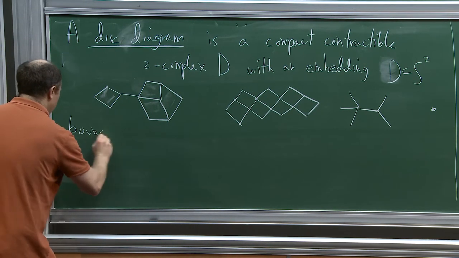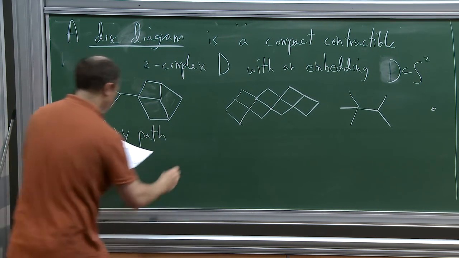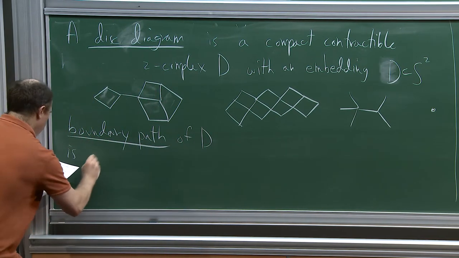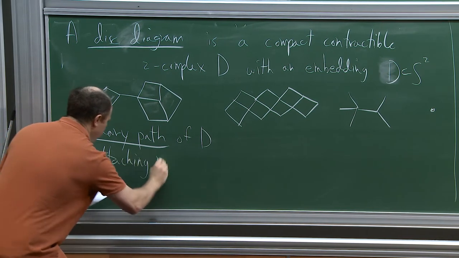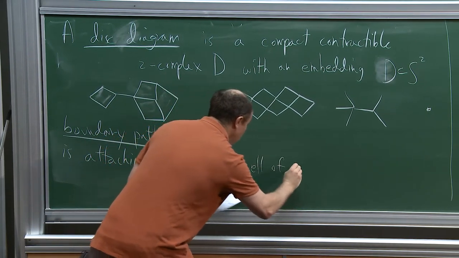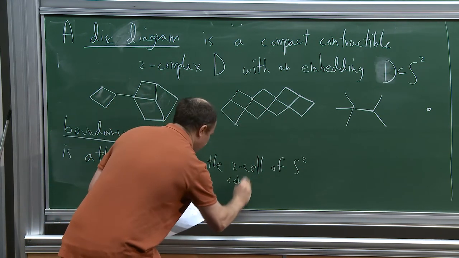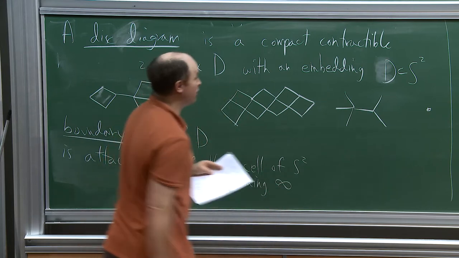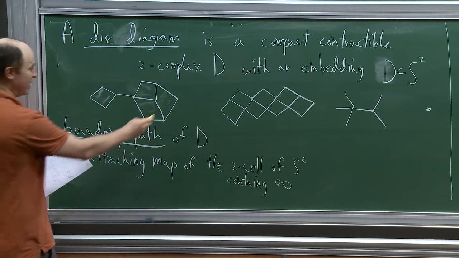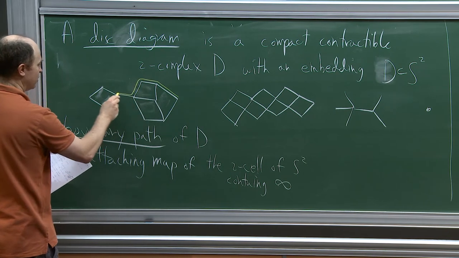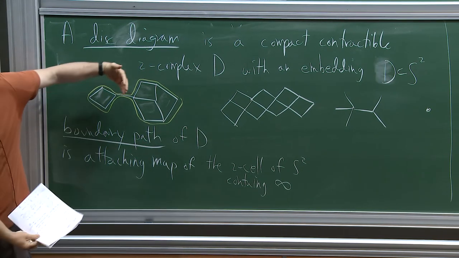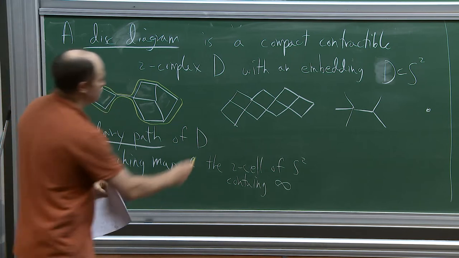The boundary path of the disk diagram D, or boundary cycle, is the attaching map of the two cell of the two sphere containing infinity. Right, there's the point at infinity. And if you look at the two cell containing the point at infinity, then it has an attaching map. And here it is. That's the boundary of the, there's a whole two cell right over there, and there it is. That's its boundary cycle. And likewise here.